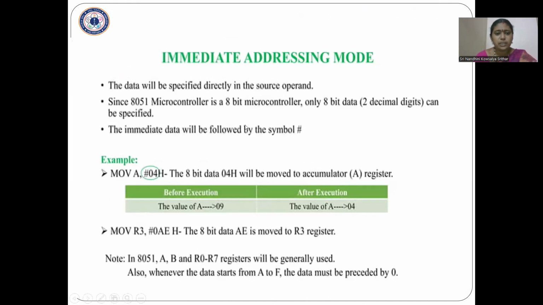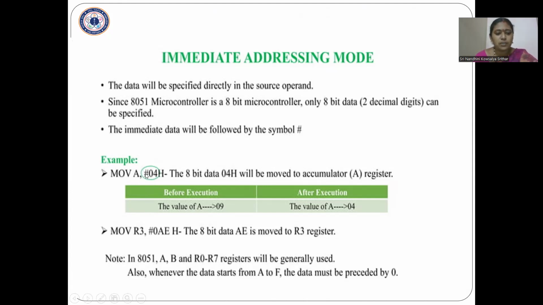First one, immediate addressing mode. In this immediate addressing mode, we directly specify the source operand. It is an 8-bit microcontroller, so we have to represent 8-bit data. The immediate data is preceded by the hash symbol. For example, let us take MOV A, #04H.